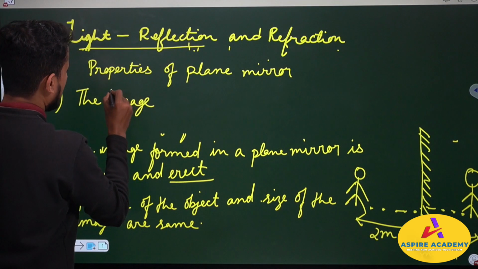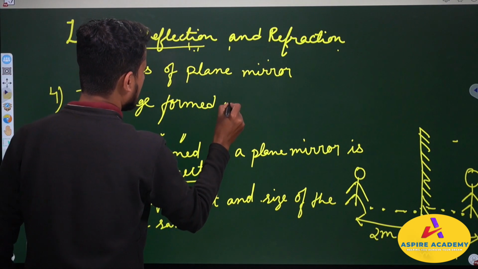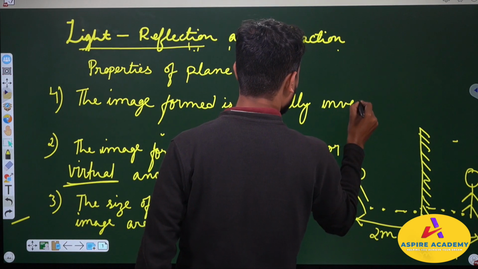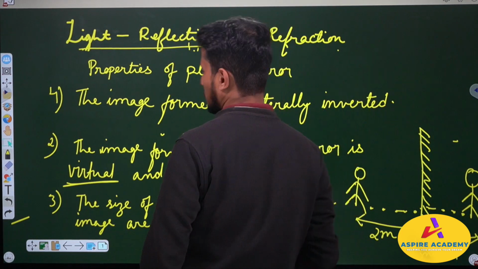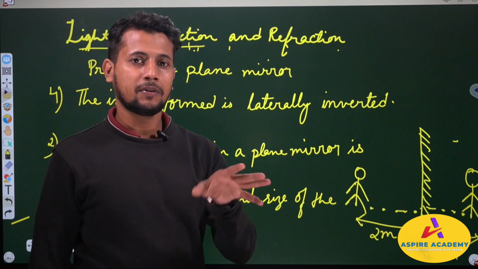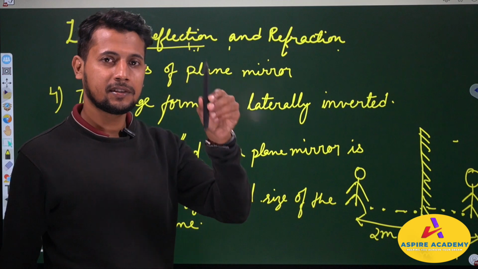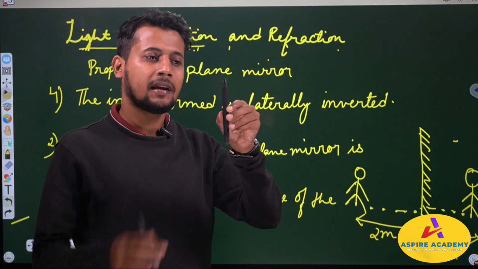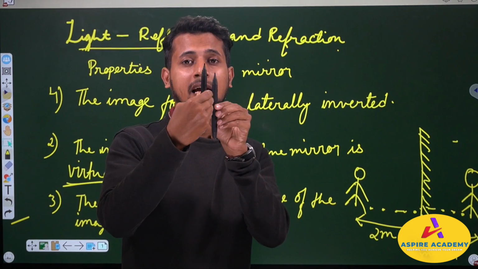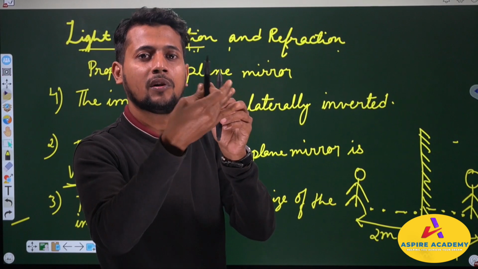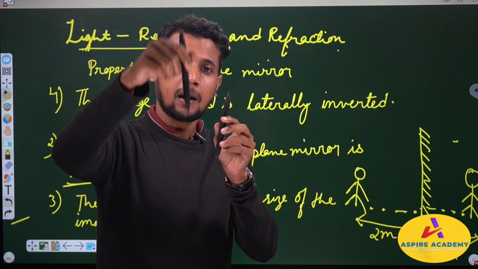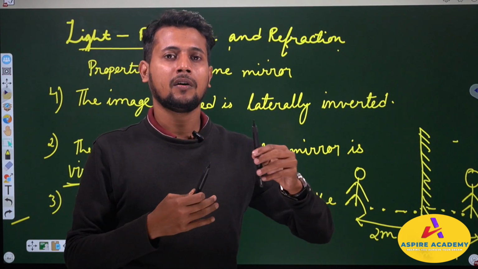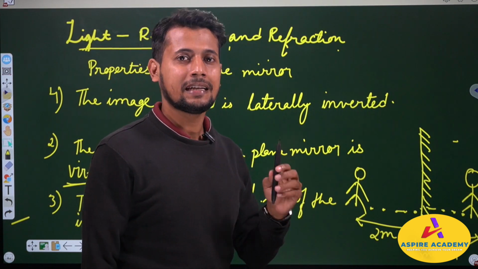Alright, the image formed is laterally inverted. Laterally inverted. See, one word is there, inverted. Inverted means if this is the object, head to toe, this will be the image, toe to head, that is called inverted. But laterally inverted means this is the object, head to toe, this will be the image, head to toe, but the object's right hand side will be the image's left hand side. That kind of inversion is called laterally inverted. It is not becoming upside down, it is upside up only, but the position of left hand side of the object is the right hand side in the image in a plane mirror. Okay, that is laterally inverted.